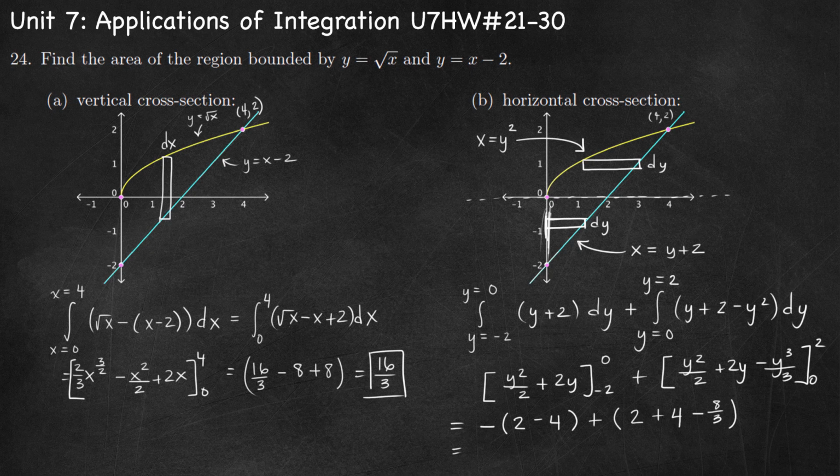So let's see here. If I distribute this negative, we've got -2 plus 4 is 2. Plus 2 is 4. Plus 4 is 8. So I have 8 minus 8/3. And if we make that all out of 3, that's 24/3 minus 8/3, which is 16/3.